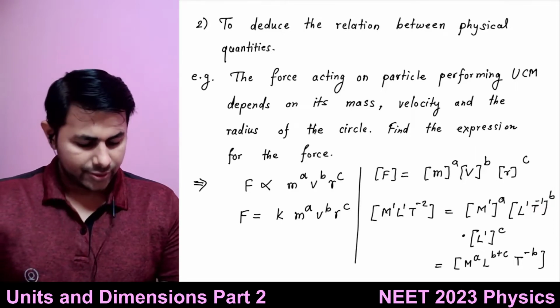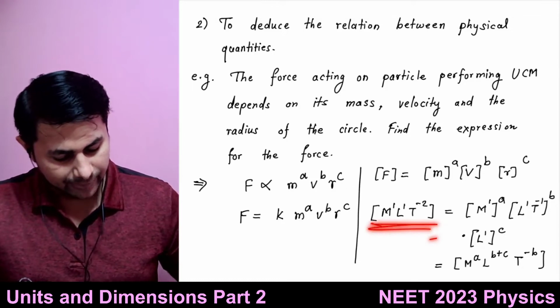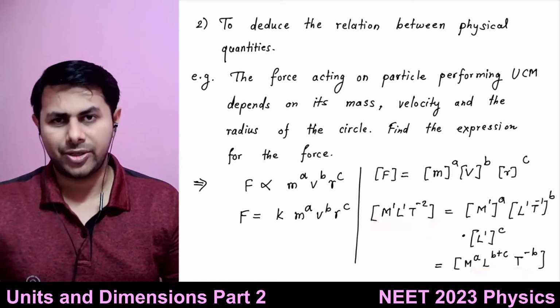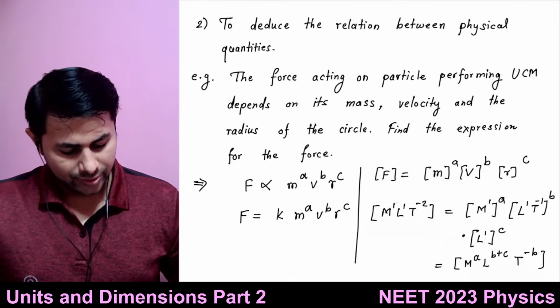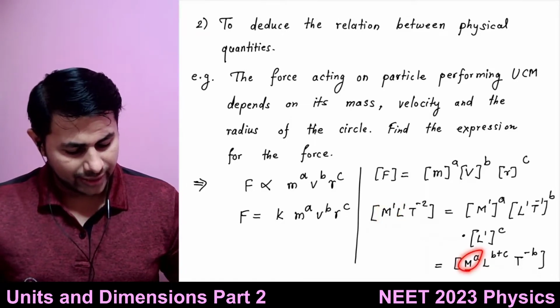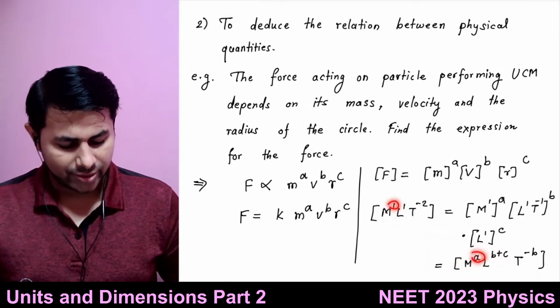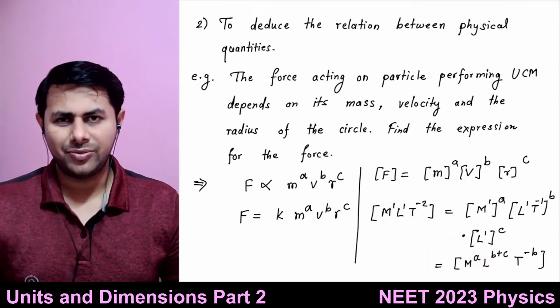And now what do we need to do? Matching the dimensions on left hand side and right hand side of the equation. Okay, so we have m raised to 1 on left hand side, and on right hand side we have m raised to a. So that means this a must be equal to 1.